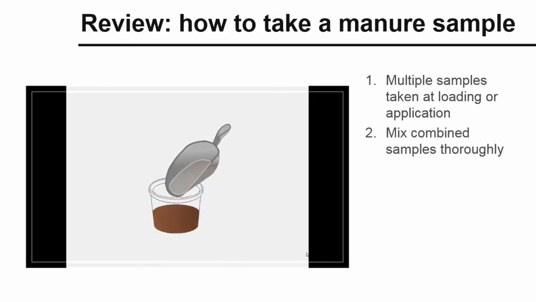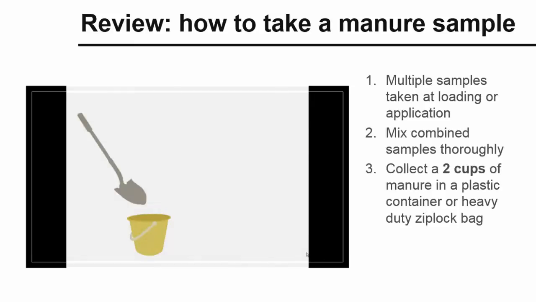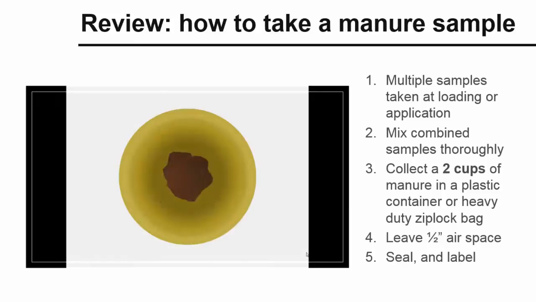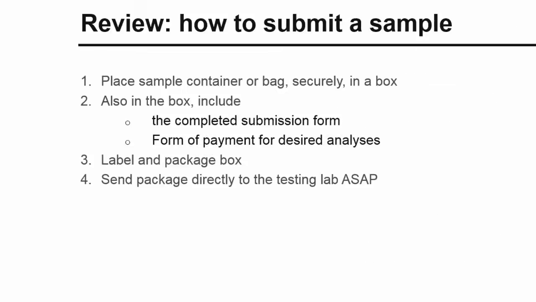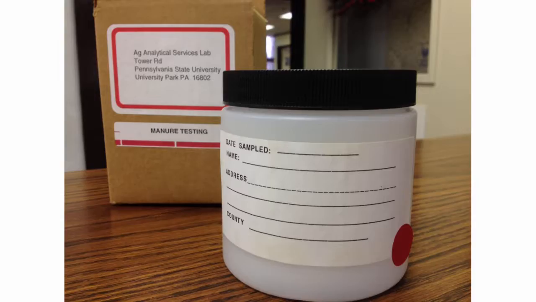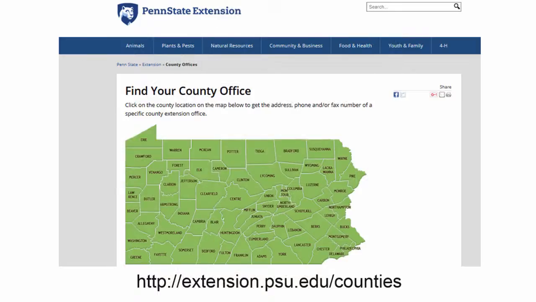After the manure is thoroughly mixed, use the scoop or cup to fill a plastic container or heavy-duty Ziploc bag with approximately 2 cups of manure and leave a ½ inch of airspace. Seal the sample and make sure the container or bag is labeled. Place the labeled manure sample securely in a box along with a submission form and a form of payment. Send the packaged box directly to the lab as soon as possible. The Ag Analytical Lab does offer a manure testing kit that includes a labeled plastic container, a submission form, and a box labeled with the mailing address. These kits can be picked up at your local county extension office or directly from the lab.